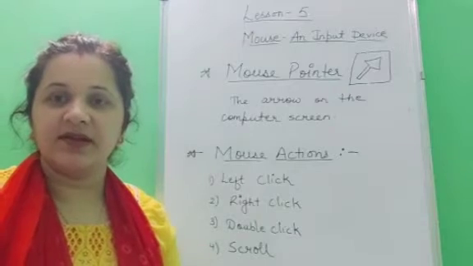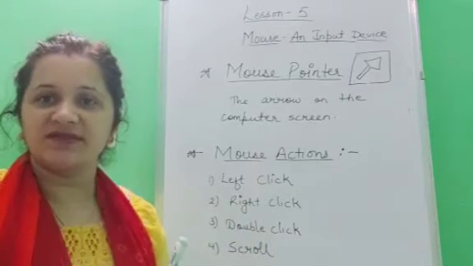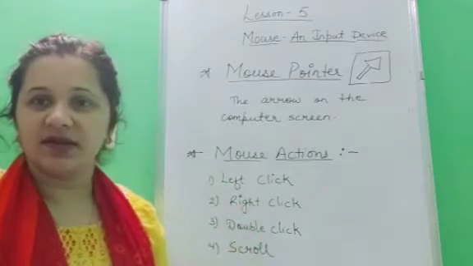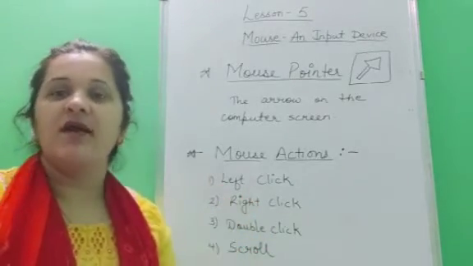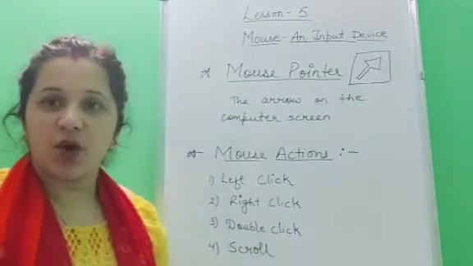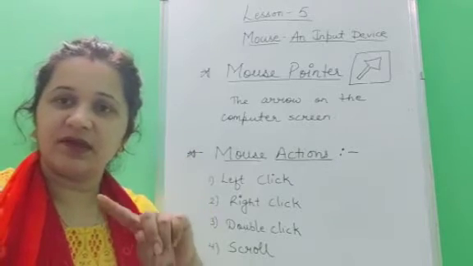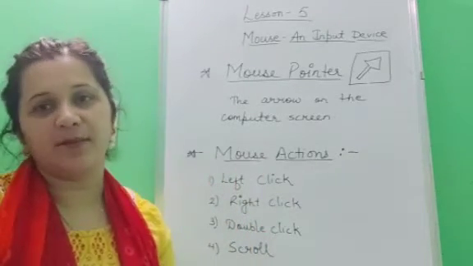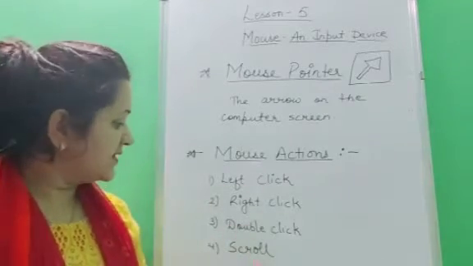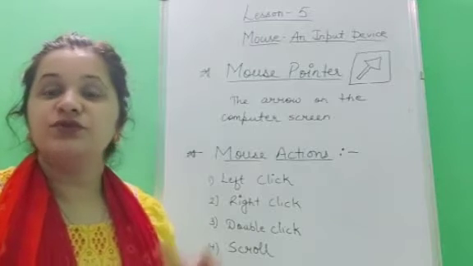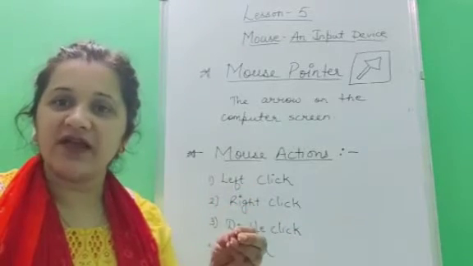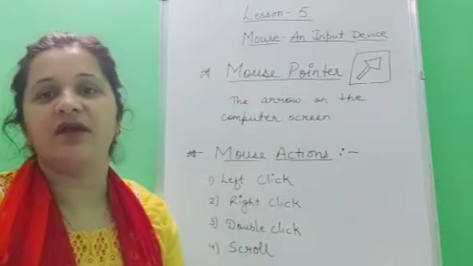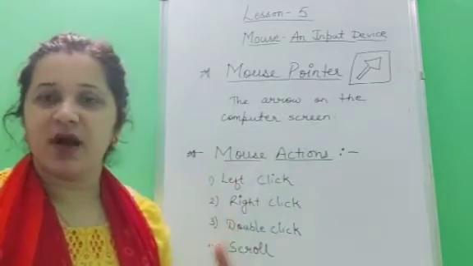Next is double click. Double click means pressing and releasing the left mouse button twice very quickly. You have to press the left button 2 times very quickly. That is called double click. We perform this action to open a file or folder. Next is scroll. You must have seen that a scroll wheel is located between the left button and the right button. We use the scroll action to move the pages up and down on the computer screen. Next is drag and drop. Drag and drop means to move any item or file on a computer screen from one place to another, as I've already shown you in my previous video. So these are the 5 actions a mouse can perform.